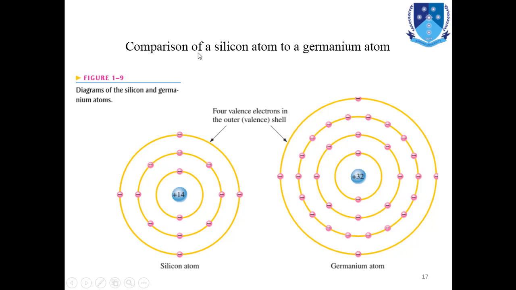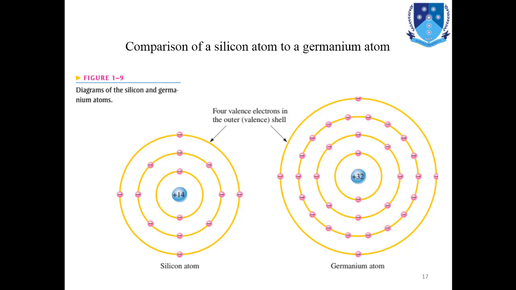Now we have to compare two different semiconductor materials, that is the atom of silicon and the atom of germanium. Here in figure 1.9 the diagrams of the silicon atom and the germanium atom are shown. Again you can see that the atomic number of silicon is 14 and its third shell has 4 electrons, while the atomic number of germanium is 32.